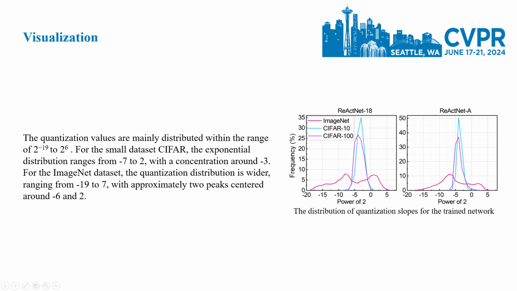For the small dataset CIFAR, the exponential distribution ranges from -7 to 2, with a concentration around -3. For the ImageNet dataset, the quantization distribution is wider, ranging from -19 to 7, with approximately two peaks centered around -6 and 2.